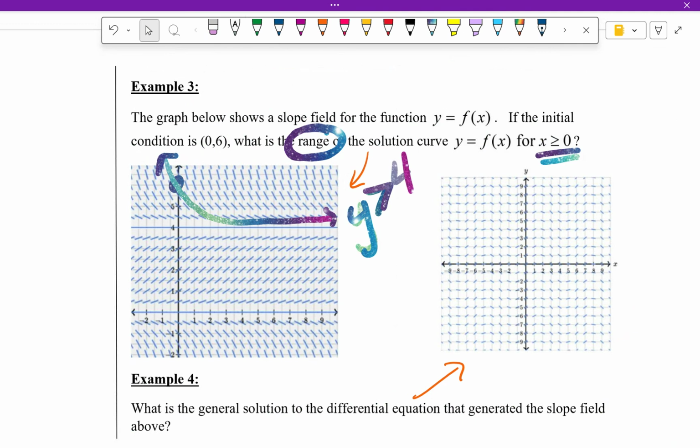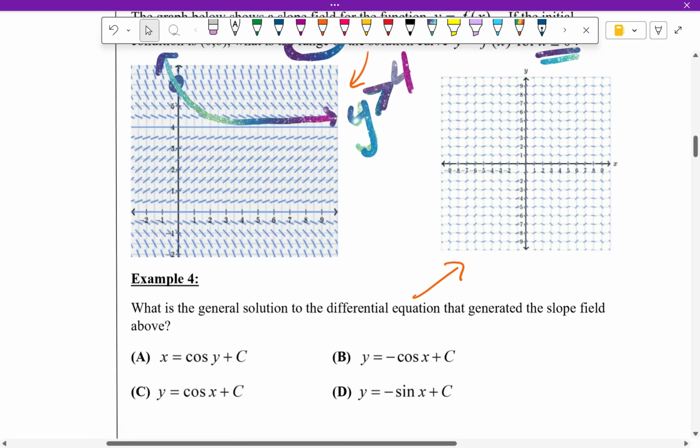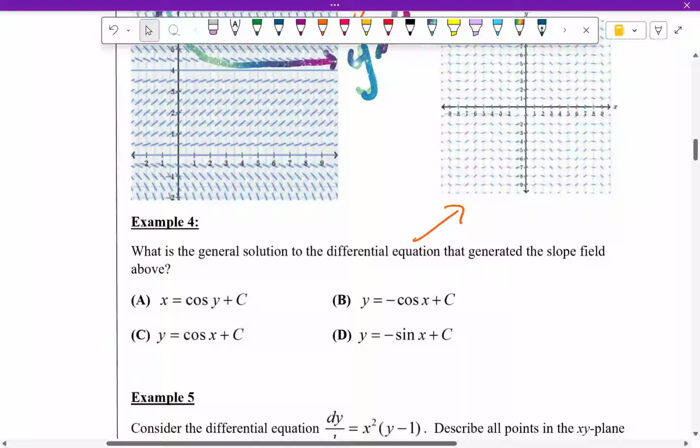Okay, are we good with example 3? That one was kind of goofy. What about the other one? The other graph goes to example 4, which we're going to do right now.